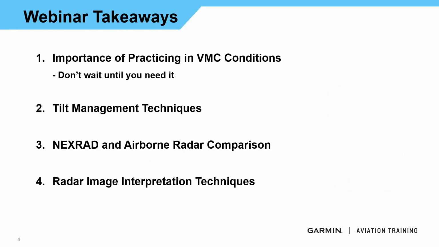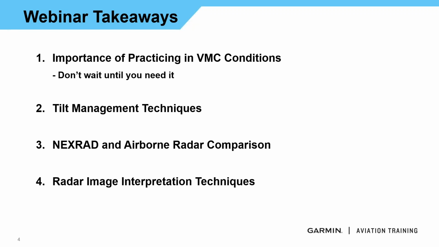Like I said, this is a pared down version of our course, so I want to limit what you take out of this 1-hour webinar to these 4 things. First, the importance of practicing in VMC conditions. Don't wait until you need it. That is one of the biggest mistakes operators make: they don't turn on their radar until they need it. If you only turn it on when you're in the weather, then you won't be able to differentiate between ground clutter or cities compared to cells.